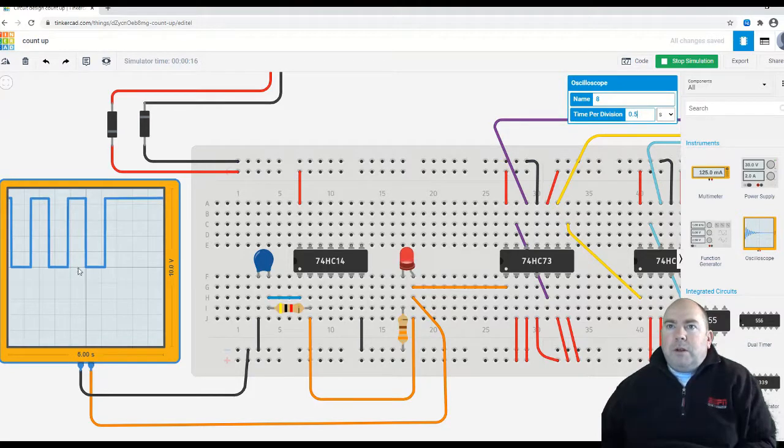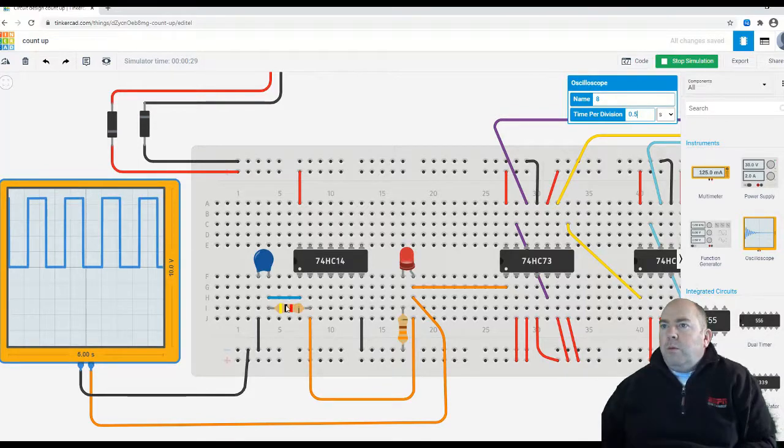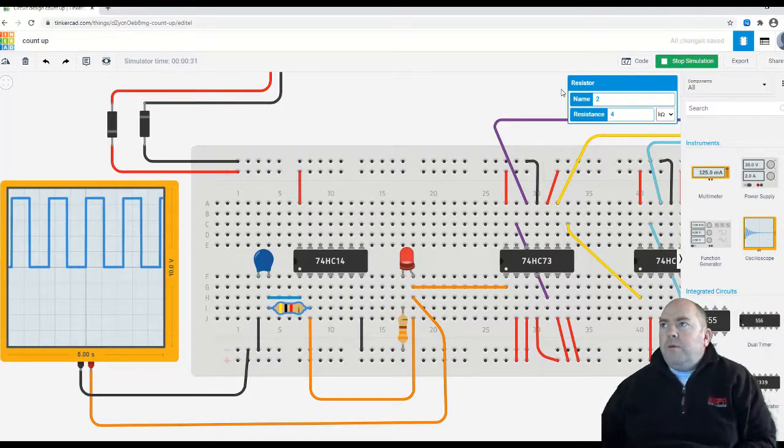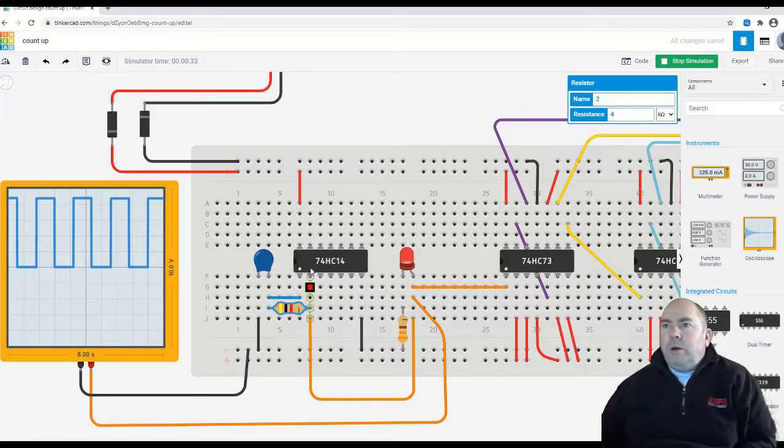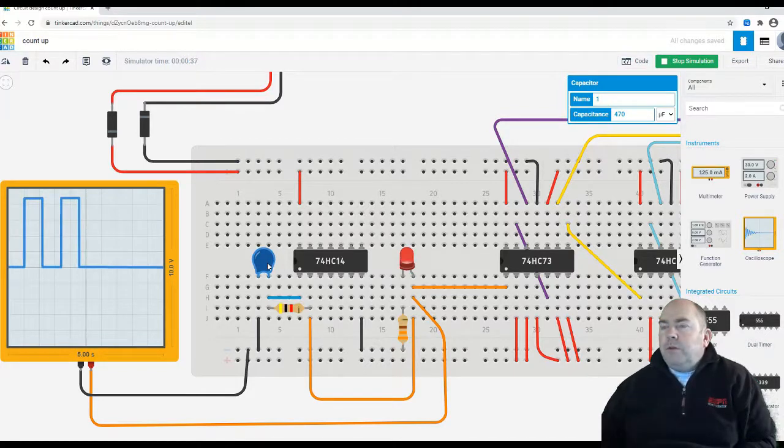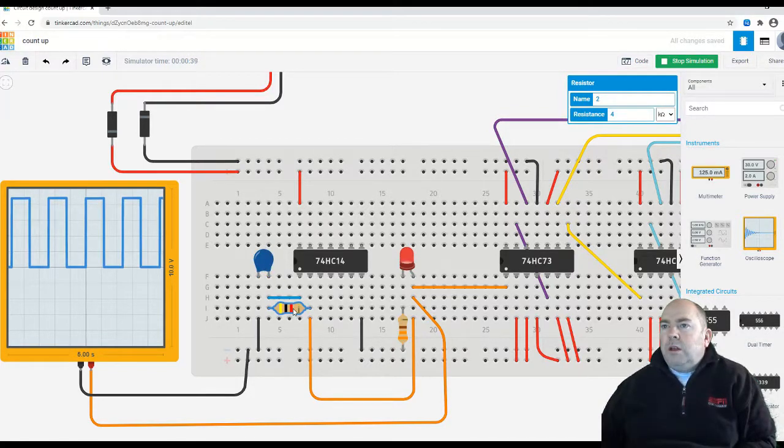So that's about a square per... So basically two squares creates one period of the wave. So that is about 1 second. So that's about 1 hertz. So about 4 kilo ohms gives you about 1 hertz. This was the 470 picofarad, or microfarads. 4 kilo ohms generates about a 1 hertz output.